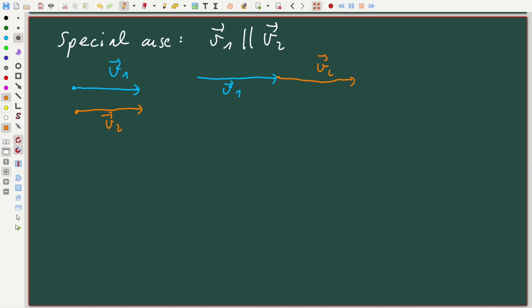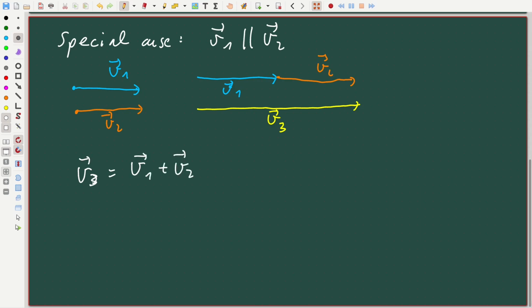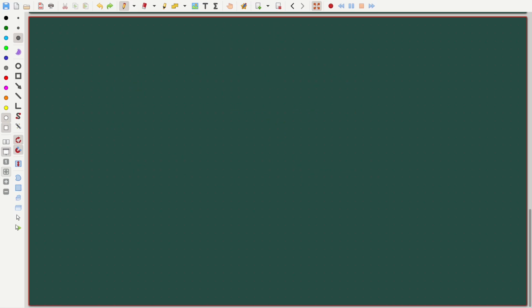And our resulting vector that we get is just the sum of these two. Let's call it v3. And then we can already see immediately that instead of adding up v1 plus v2 in the vector form, we can just simply add up the absolute values of v1 and v2. So we can write v3 equals the speed v1 plus the speed v2. And this makes life a little bit easier.